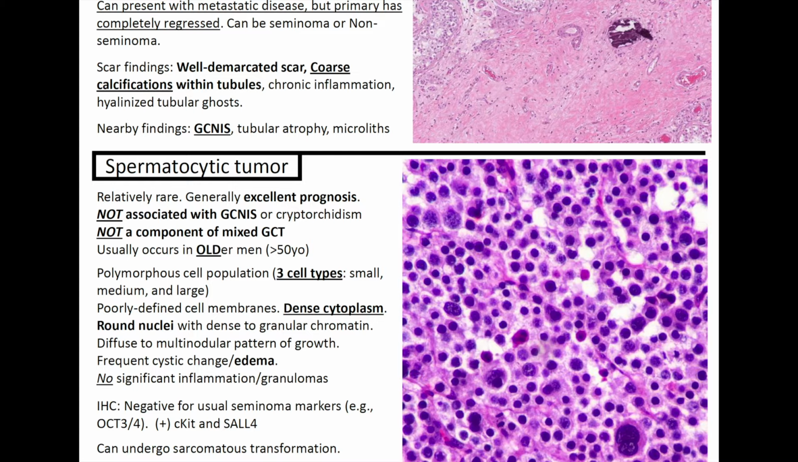For IHC, there's negative for usual seminoma markers such as OCT3/4, but spermatocytic tumors do stain positive for c-KIT or CD117 and SALL4, and they can undergo sarcomatous transformation. And this is what a spermatocytic tumor may look like.